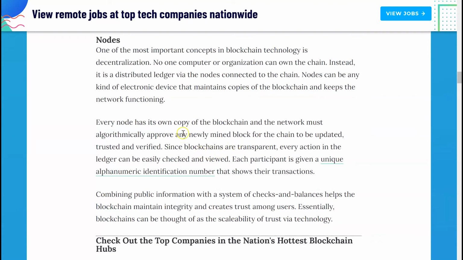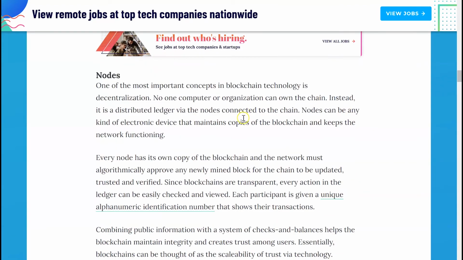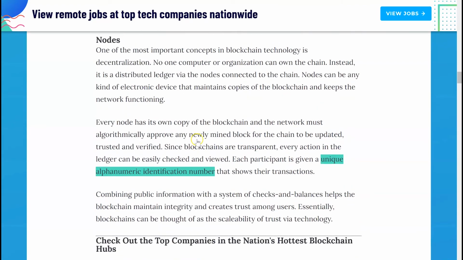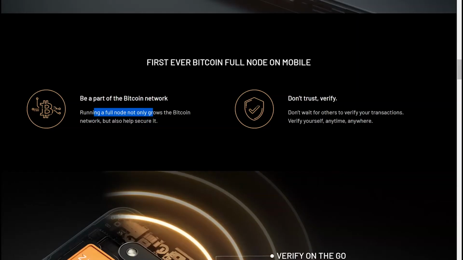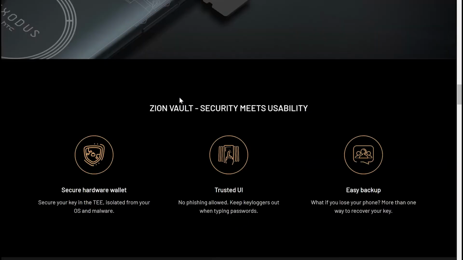Future tip, highlight ahead of time, or at least while I'm reading through this. But anyways, you can get paid running a node. I don't know if you get paid running a node on here. I would assume so. Maybe not.